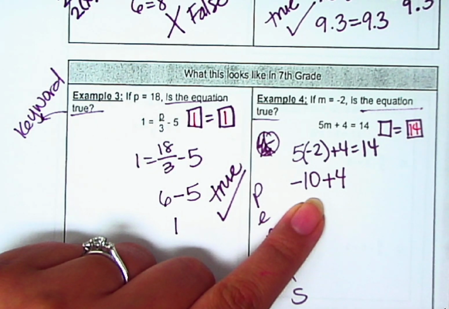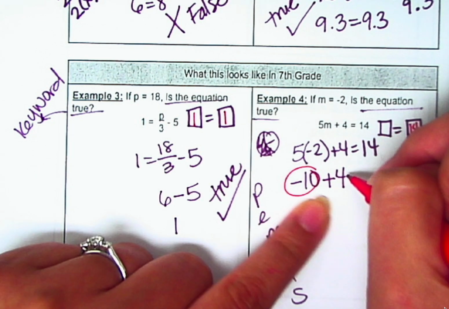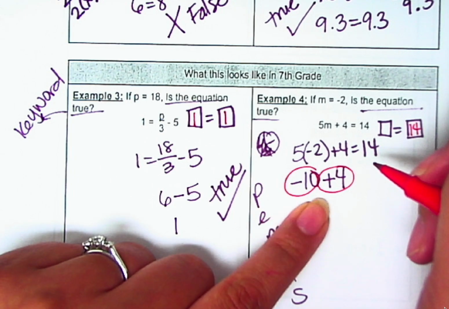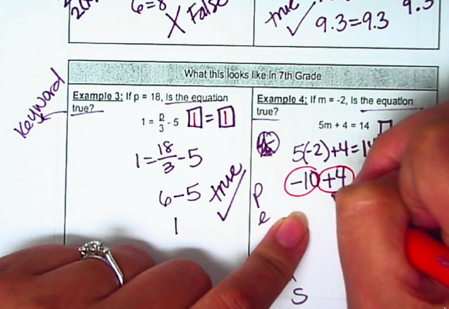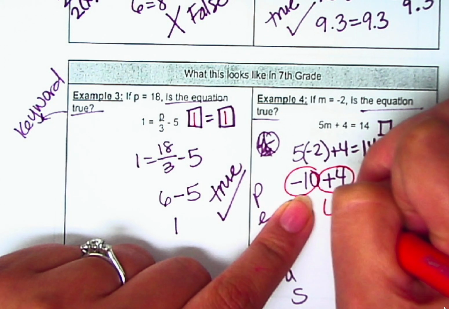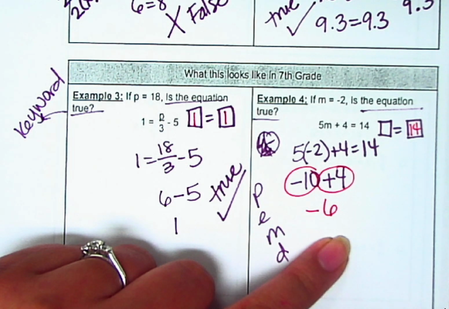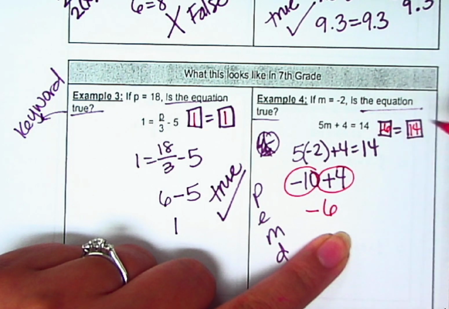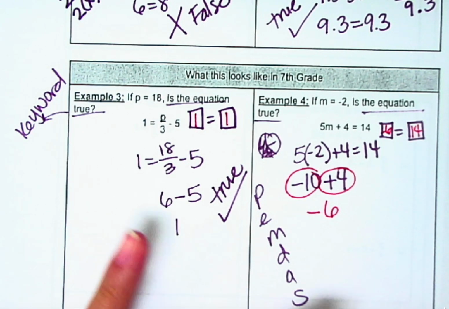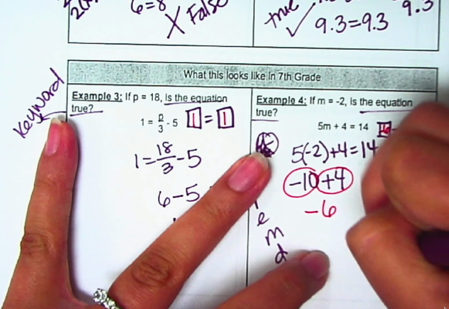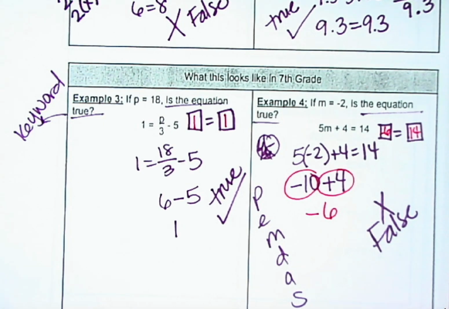Now we're going to do circle, circle, plus. We're going to circle my number and circle everything else. Are these two same signs or are they different? They're different signs. So I'm going to subtract. 10 minus 4 is 6, and I'm going to keep the sign of the bigger number, which is 10. So now I can plug in -6. So is -6 equal to 14? No, it's not. So put false. Okay. Go ahead and turn over on the back.